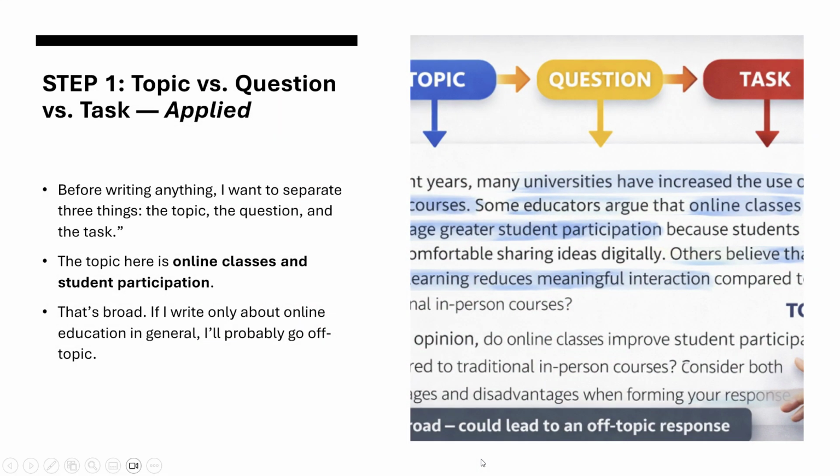So step 1. The first thing is you need to be able to find the topic, then the question, and then the task. So separate it into those three areas. It's clear the topic here is online classes and student participation. Now that's broad. If I only write about online education in general, I'll probably go off topic.